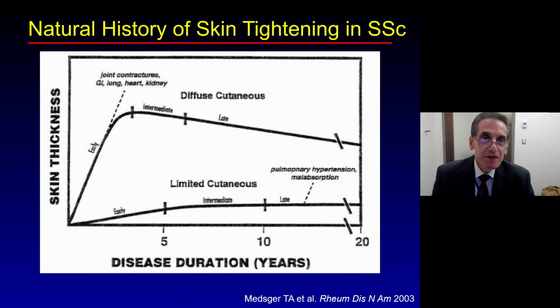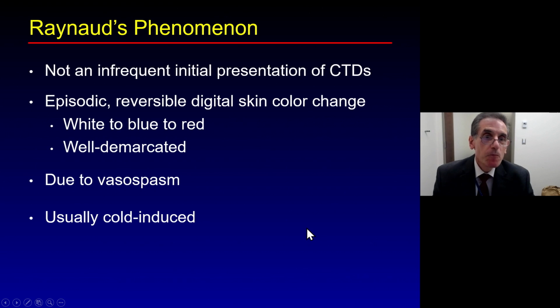And the natural history of skin tightening is very interesting in that diffuse cutaneous involvement develops early, and then the skin will sometimes loosen after 3 or 4 or 5 years. But remember, many of the complications associated with diffuse scleroderma, such as lung disease and heart disease and kidney disease, occur early in the first few years, whereas those patients who have limited cutaneous involvement often develop complications later, such as pulmonary hypertension, which can occur 5, 10, and even 15 years later. So that's something to keep in mind.